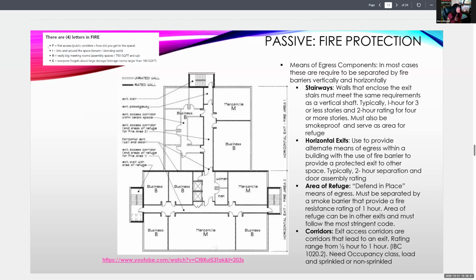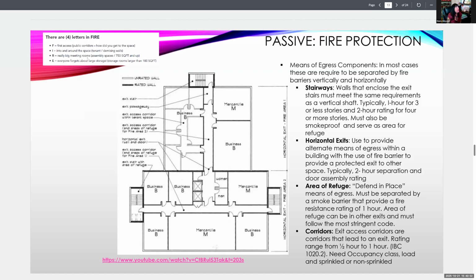It helps you. So F, first access. So public corridors. How did you get to the space? That's the first thing you think of, like, how did you get to the space? Those are usually fire rated, how you get to the space, the actual physical space. I, into and around the space. So that's the tenant, the demising walls.